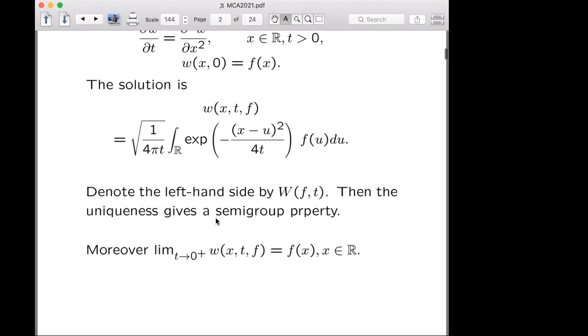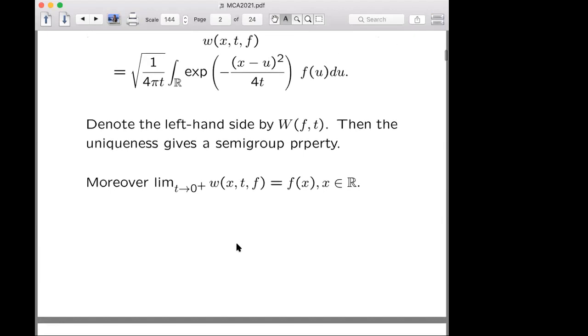And the uniqueness will give me a semigroup, in the sense that if I take this operator and I replace T by T1 and then act on the same thing with T2, what I get is T1 plus T2. And also, as T tends to 0, I get the initial value. So I go back and recover what F is.